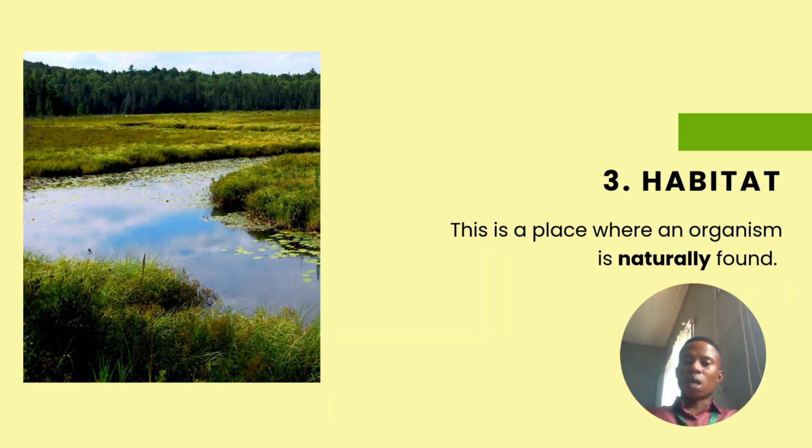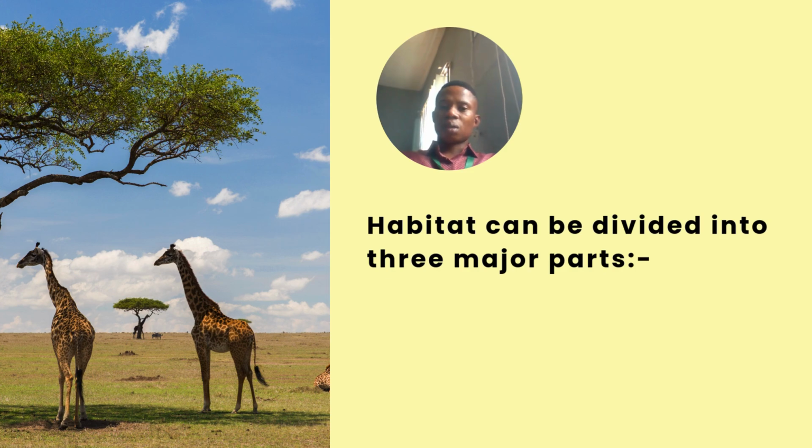That will now take us to habitats. A habitat is a place where an organism lives naturally. For example, let's take the pond. In the pond, we have fishes, we have crabs, we have other animals that live in water. It's a habitat. Habitat can be divided into three major parts, which are the arboreal habitat, the terrestrial, and the aquatic habitats.